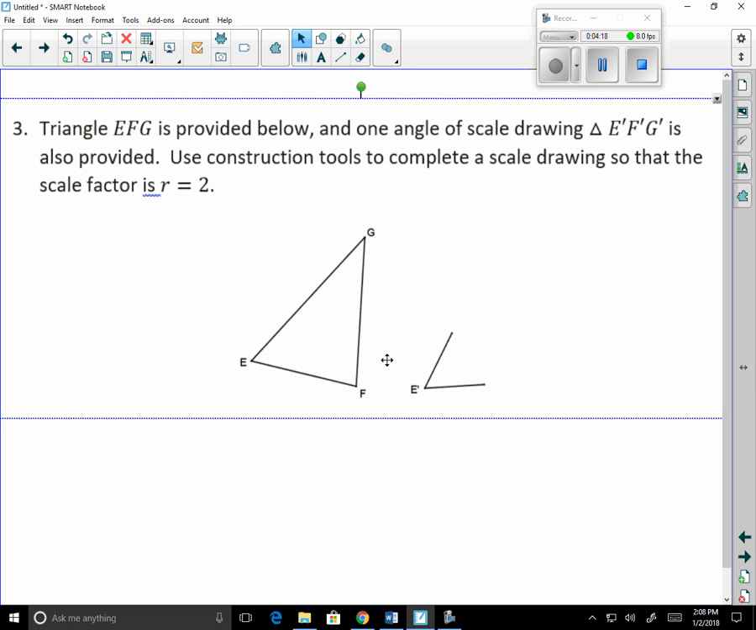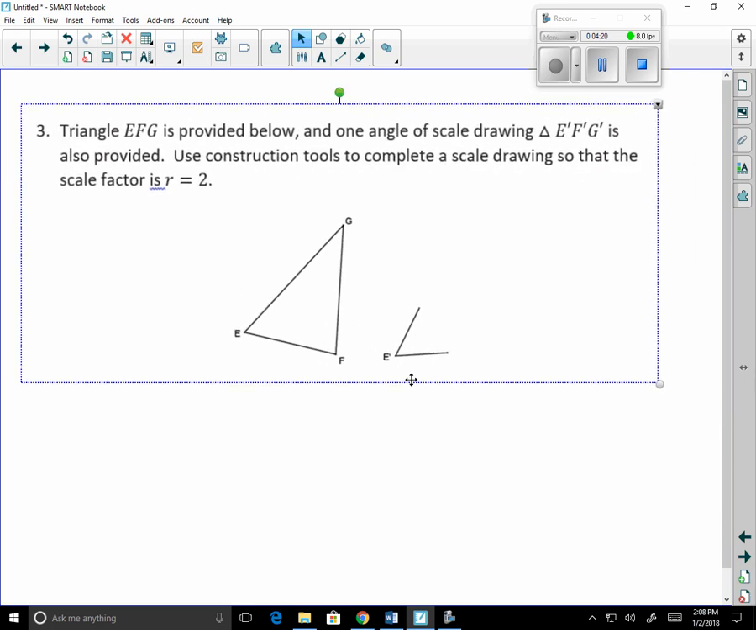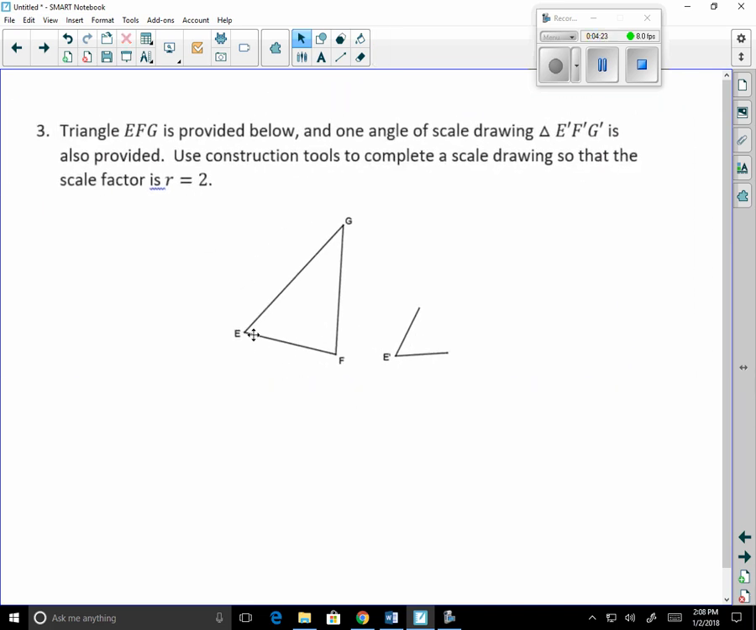Number 3 is asking us to take this and put it somewhere else with a scale factor of 2. So notice E is going to be the angle that remains unchanged. So again, we'll take our compass. We'll start by using it as a measurement tool. Measure from E to F, and mark that twice from E prime. I'll do the same thing for E to G.